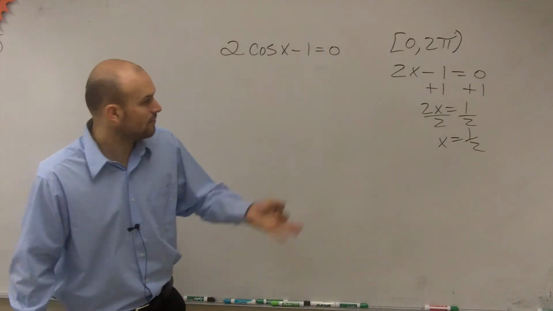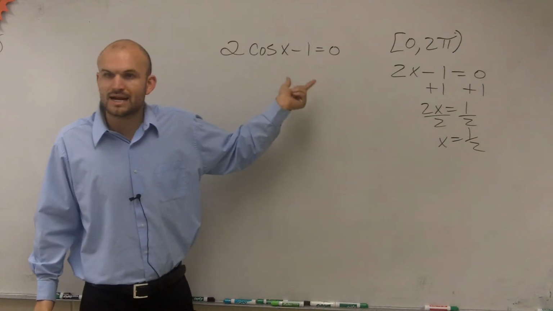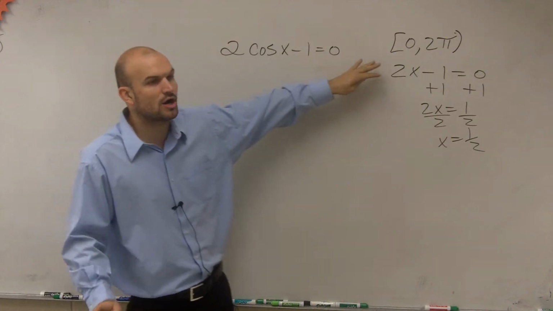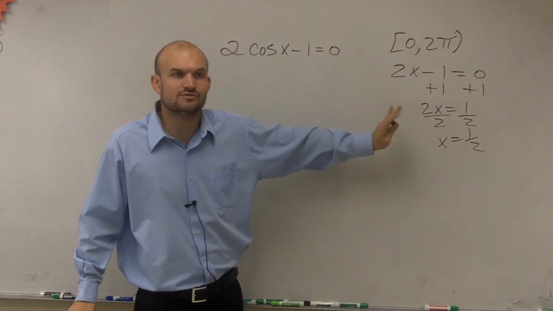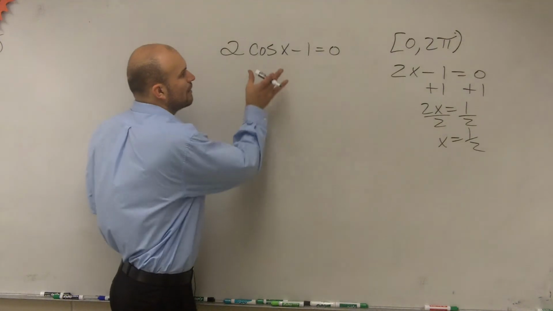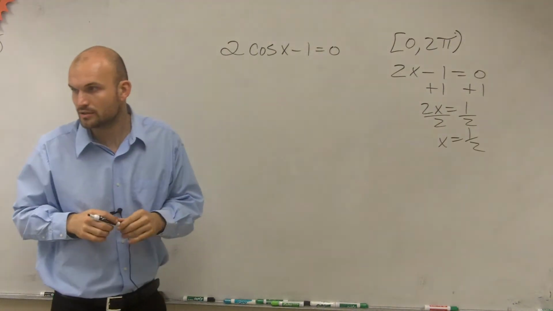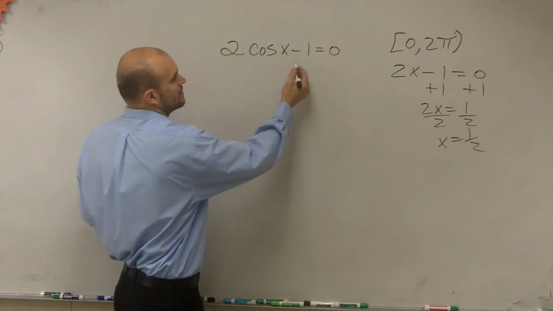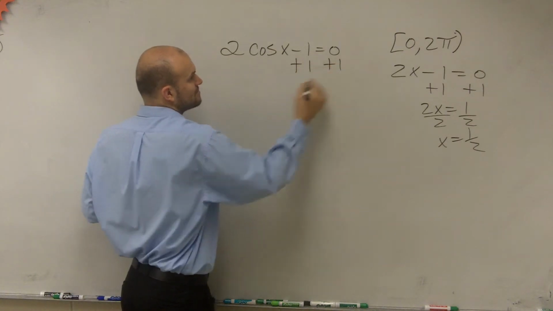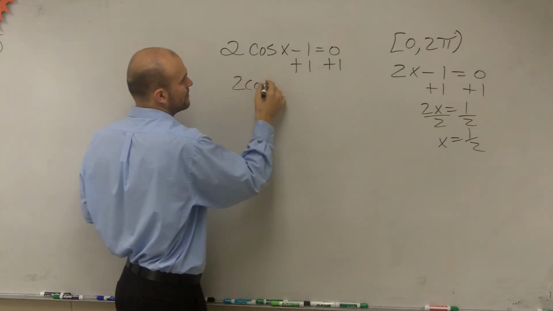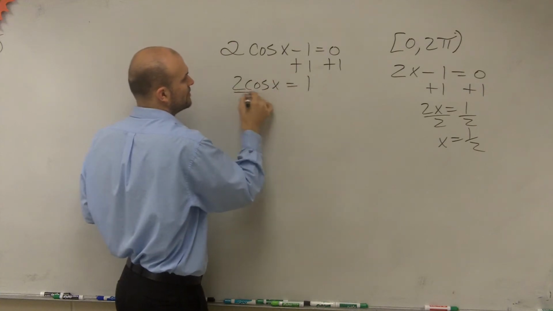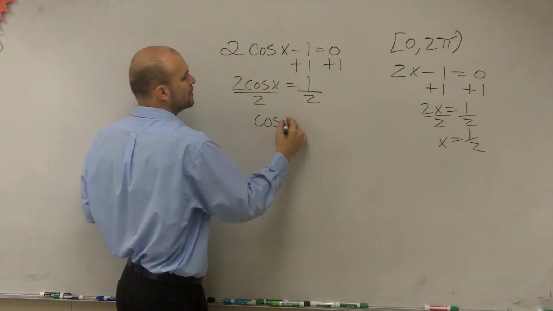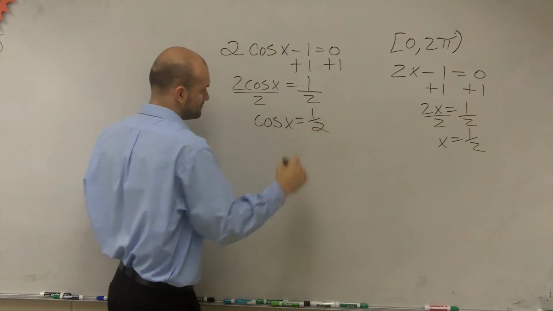Okay? Now, rather than solving for x, though, we now have the cosine of x. However, we're going to follow our same properties. Just use inverse operations to isolate your trigonometric function. All right? So you add 1 on both sides by addition property of equality. Then you divide by 2 by division property of equality on both sides. And you get cosine of x equals 1/2.